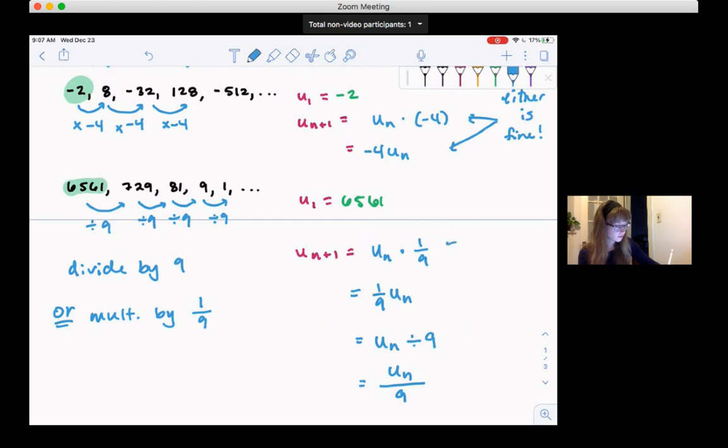This is considering it as multiplication by a fraction, and this is considering it as a division. All right, so these are all okay. And those are some examples of writing a recursive formula from a sequence.